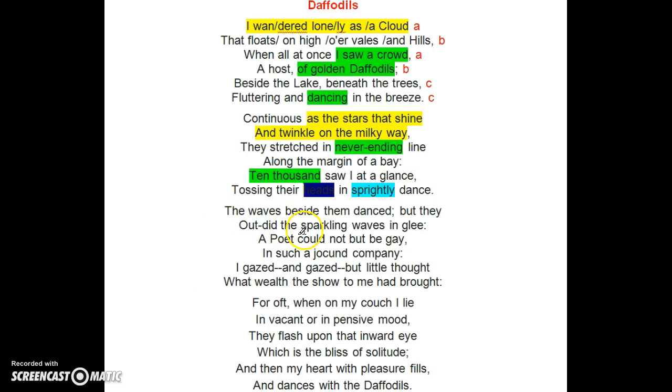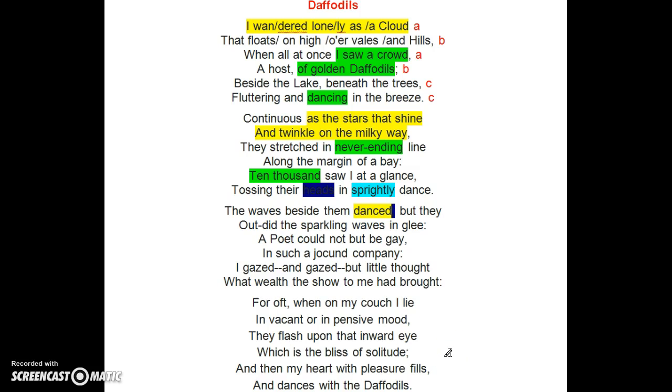The same word he used in the previous lines, danced, is used in this line, and there is a personification with the waves. Waves also danced like daffodils. But daffodils are happier than the waves.